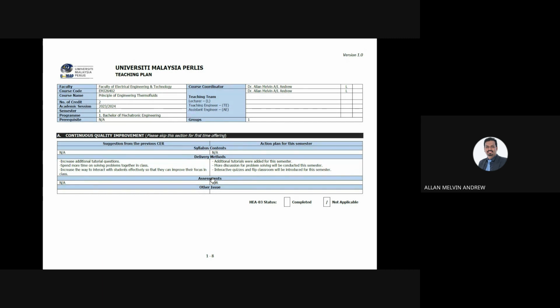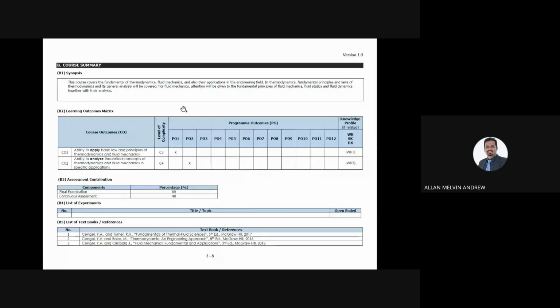From the previous semester, we have added more tutorials for this semester, and we will do more discussion on problem solving, and also interactive quizzes and flipped classrooms. I will explain later how we are going to do that. All these things I have covered, the synopsis and the course outcomes. We don't have a lab for this subject.